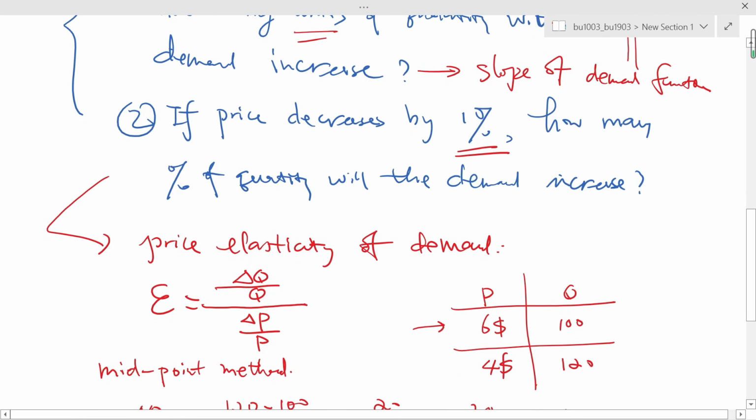The second question asks about the sensitivity of quantity in responding to the price change. The good thing about this is that it is unit free, and we call this price elasticity of demand.